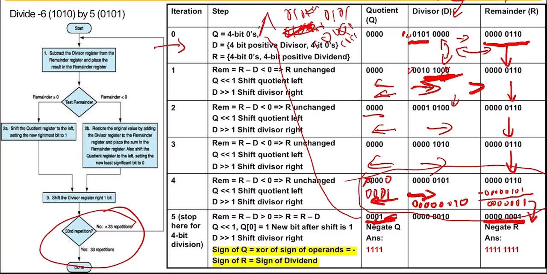So that's why, although the answer we got is 0, 0, 0, 1, we need to negate it. And negating it, we do the 2's complement, which is 0, 0, 0, 1. You flip everything, so you're going to get 1, 1, 1, 0. Then you add 1. The answer is 1, 1, 1, 1. That's why this is the quotient that we got. And for the remainder, the remainder is always the sign of the dividend. So in this case, it was negative 6 divided by 5, and the dividend is negative 6. The sign is negative. So that means that the remainder should also be negative. That's how we got this answer.